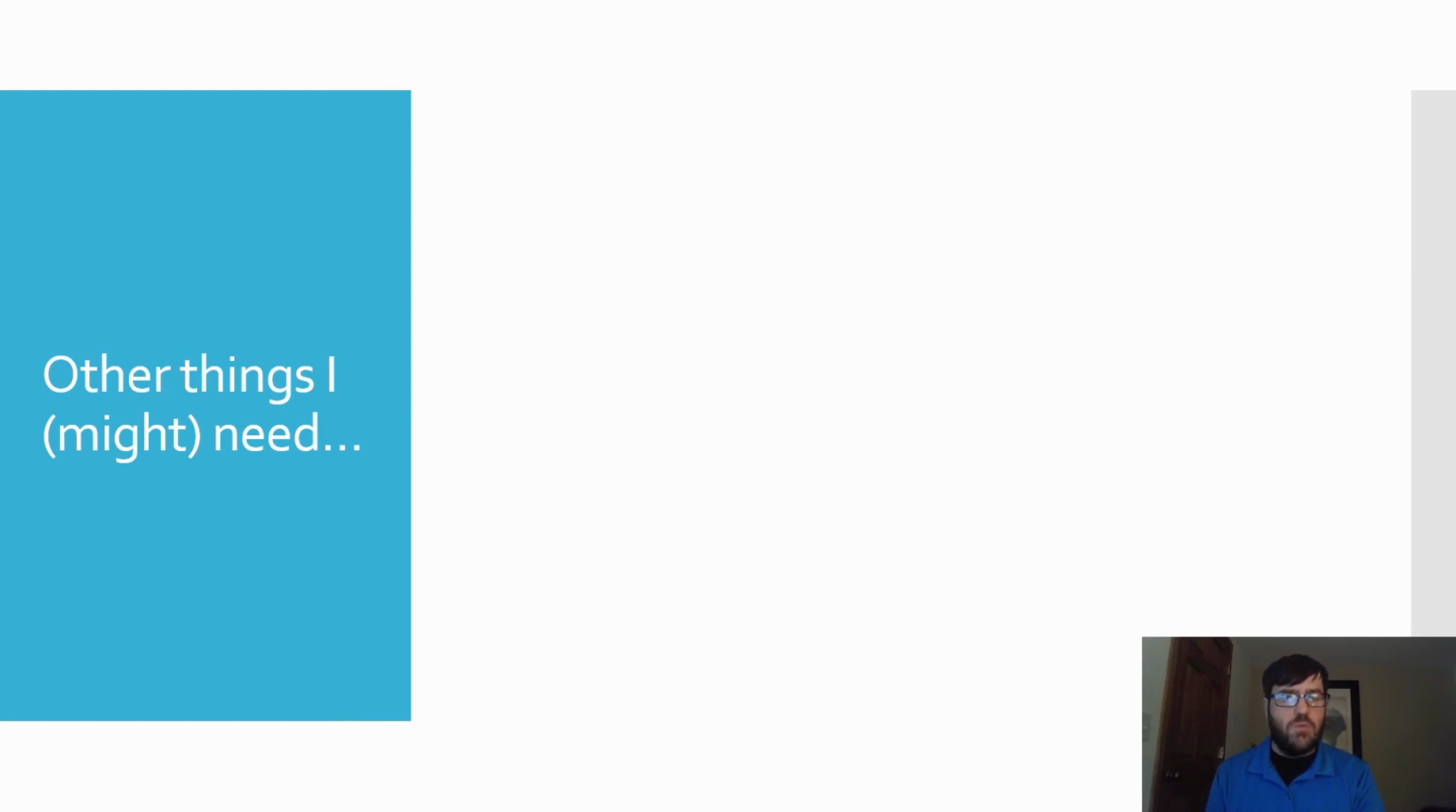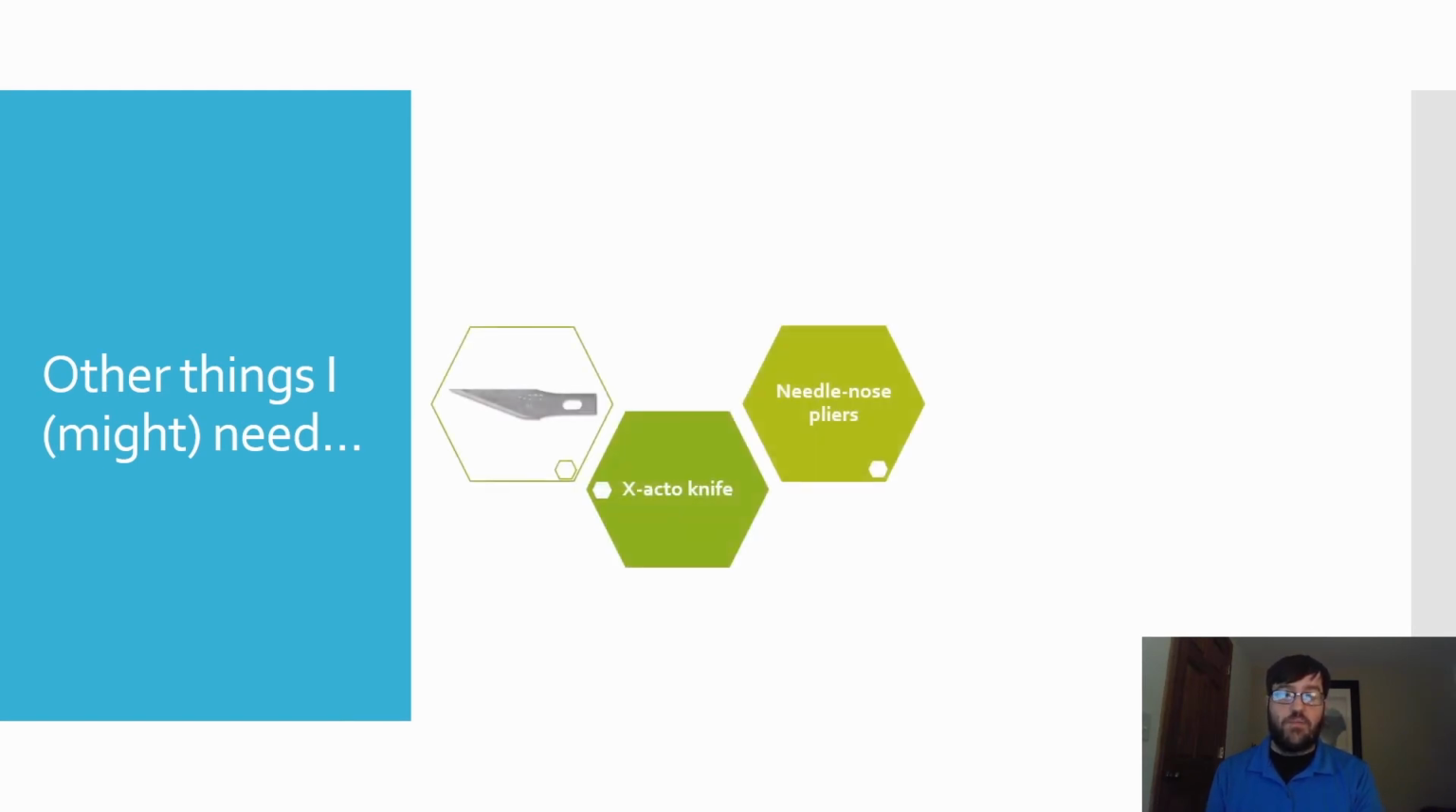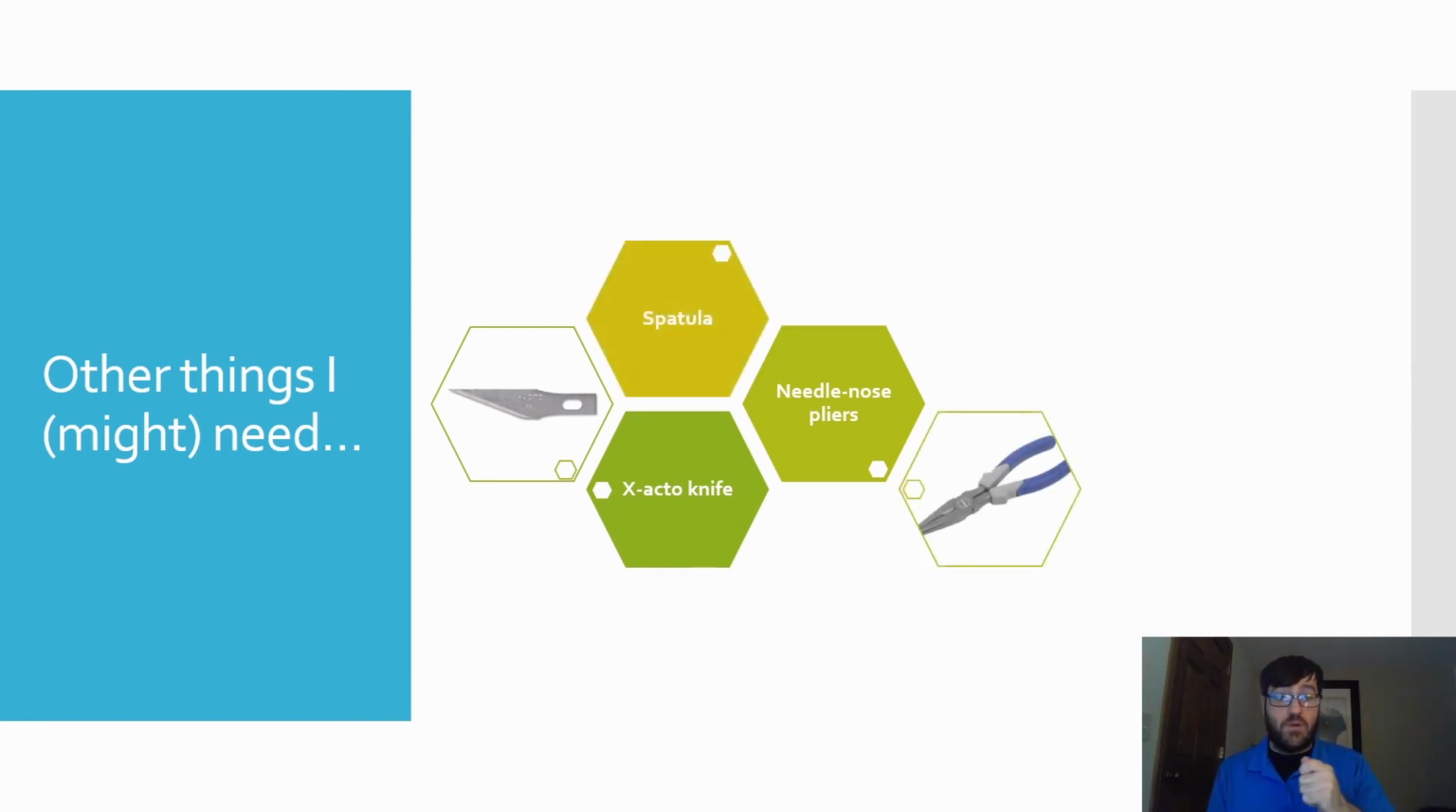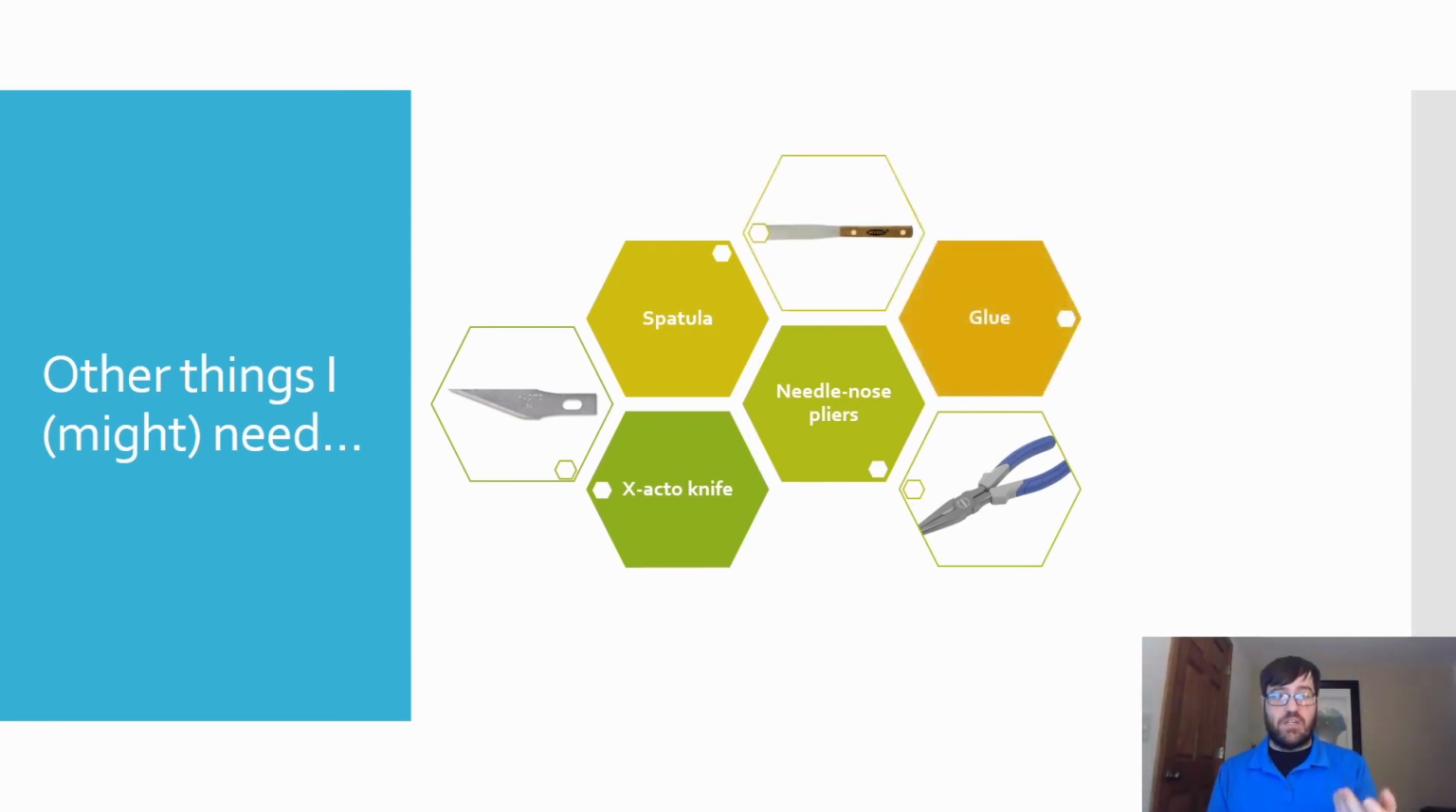So other things you might need: an X-Acto knife for kind of prying the edges of your print off, or kind of slicing away little things. This can be a really useful tool, and a lot of starter 3D printing kits come with one. Needle nose pliers for ripping rafts off, ripping supports off can be very helpful. A spatula, again, for kind of prying the print off the print bed.